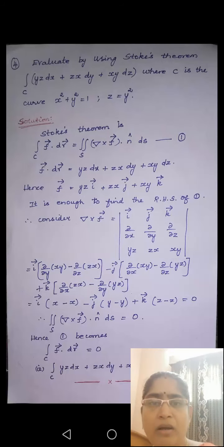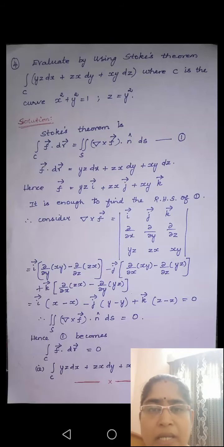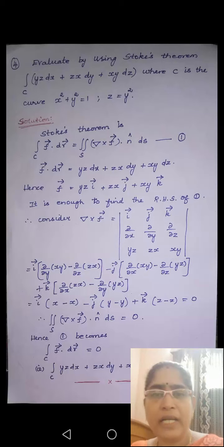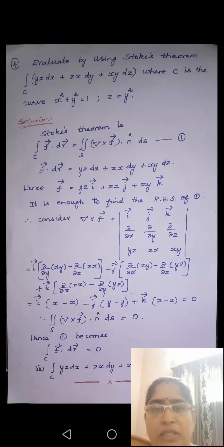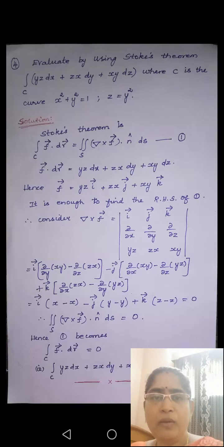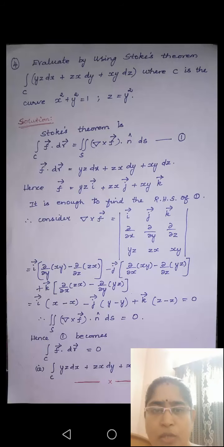Therefore, consider del cross f vector, that is equal to determinant of i vector, j vector, k vector, dou by dou x, dou by dou y, dou by dou z, yz, zx, xy. When you evaluate this determinant, the value of del cross f vector is 0. Therefore, double integral over S del cross f vector dot n cap into ds is equal to 0. Hence, equation 1 becomes integral over C f vector dot dr vector is equal to 0.